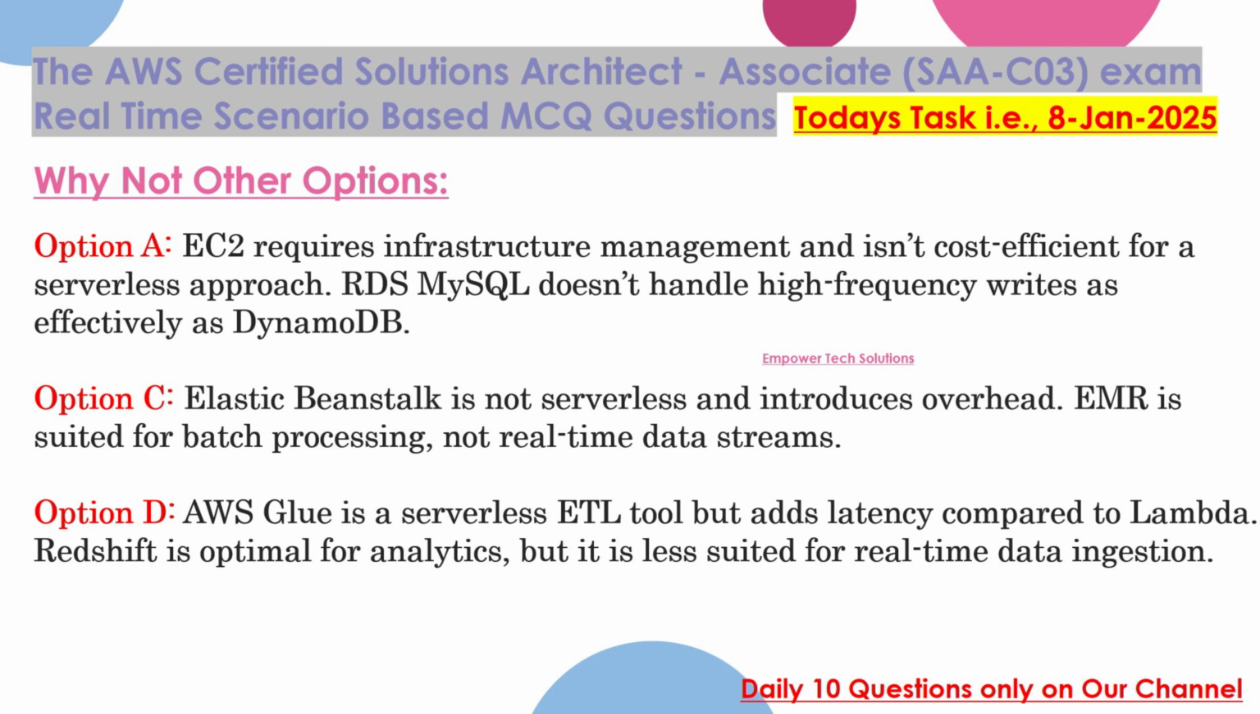Why not other options? Option A, EC2 requires infrastructure management and isn't cost-efficient for a serverless approach. RDS MySQL doesn't handle high-frequency writes as effectively as DynamoDB. Option C, Elastic Beanstalk is not serverless and introduces overhead. EMR is suited for batch processing, not real-time data streams. Option D, AWS Glue is a serverless ETL tool but adds latency compared to Lambda. Redshift is optimal for analytics, but it is less suited for real-time data ingestion.